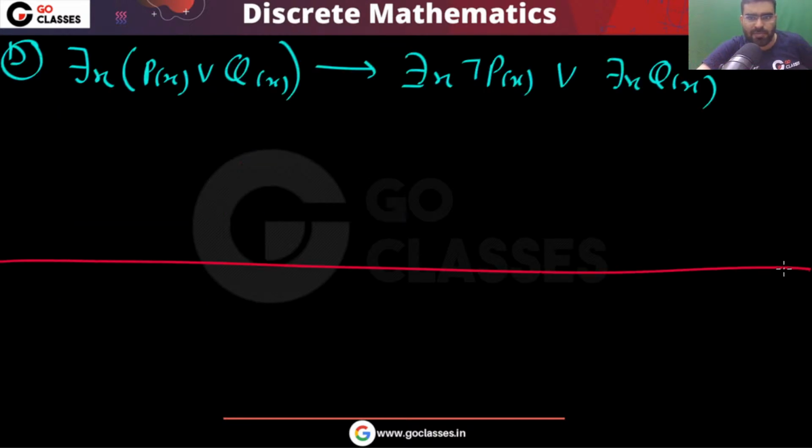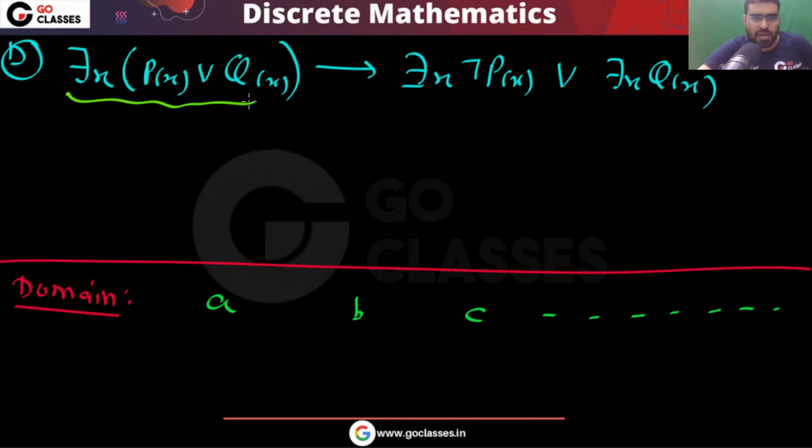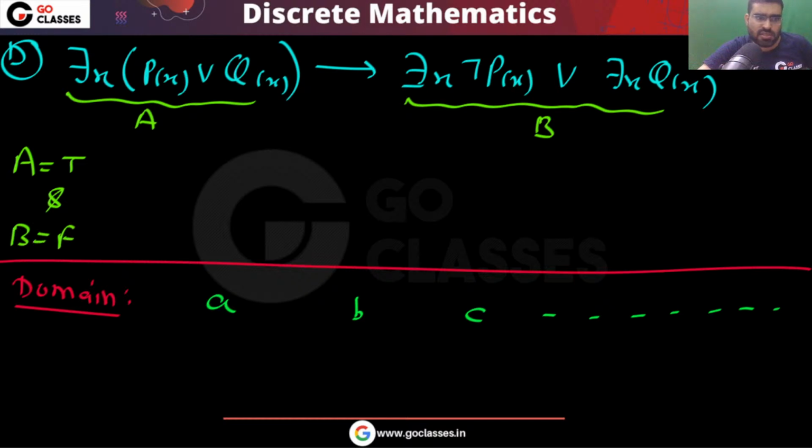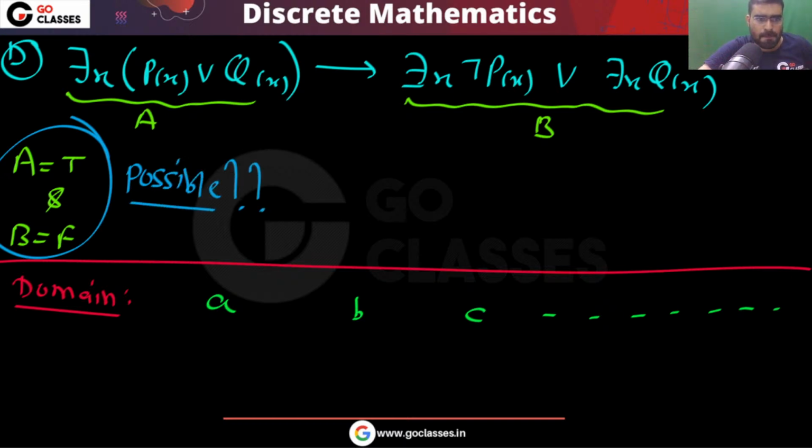So again, a very simple method, extremely simple. The formal method is very simple: you have some domain. This is the domain. Now in this domain, let's assume this is A. Let's assume this is B. Can you make A true and B false? Can you do this? Is this possible? Simple question I am asking.